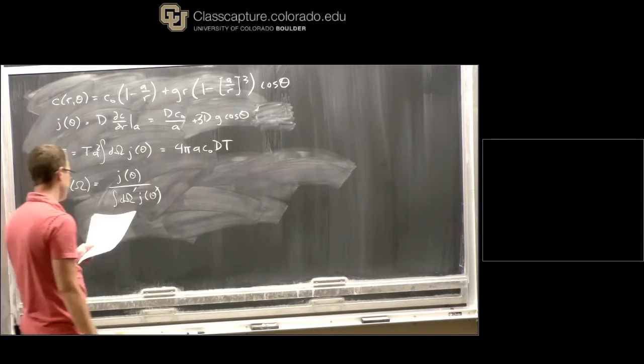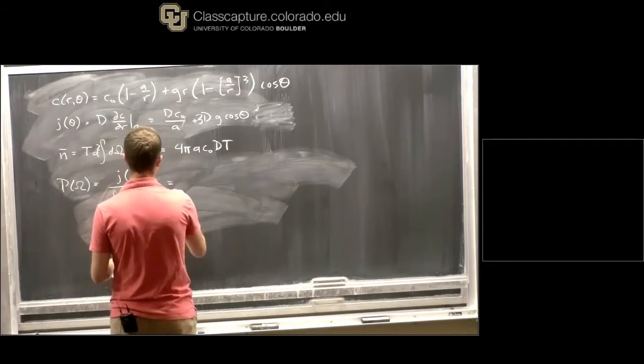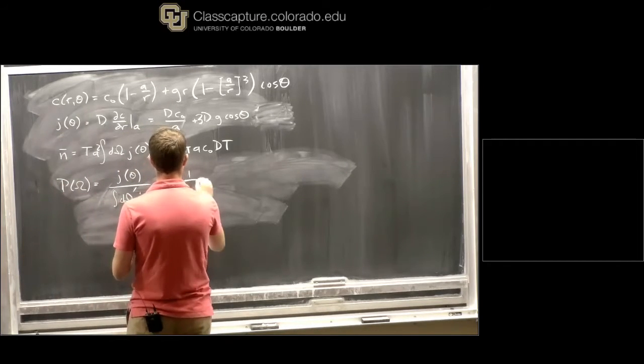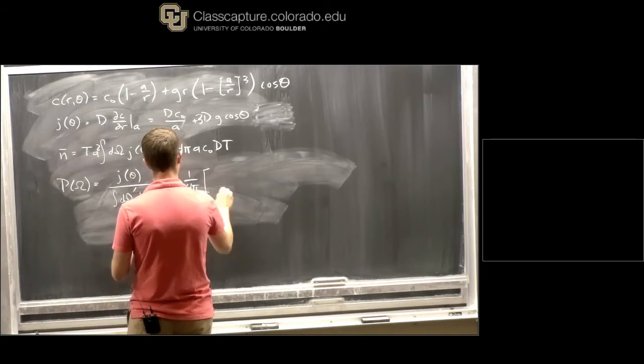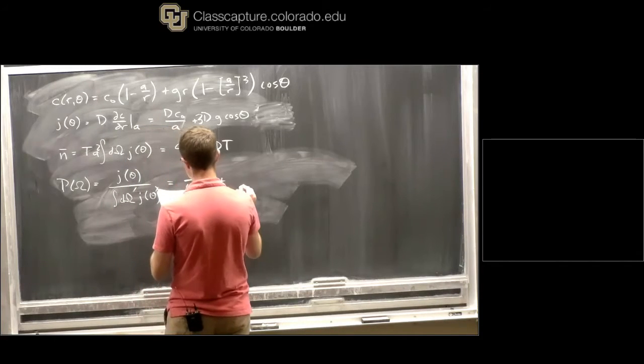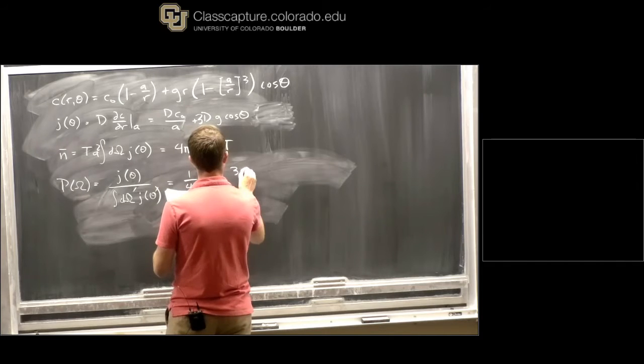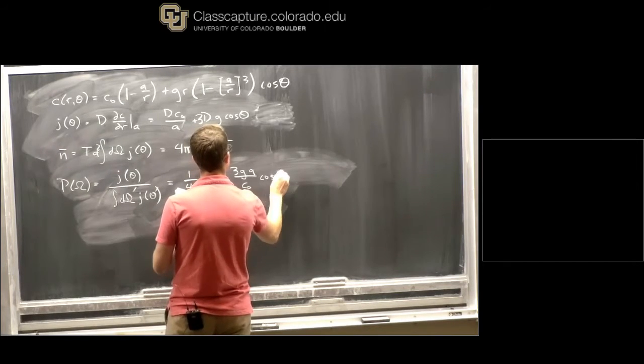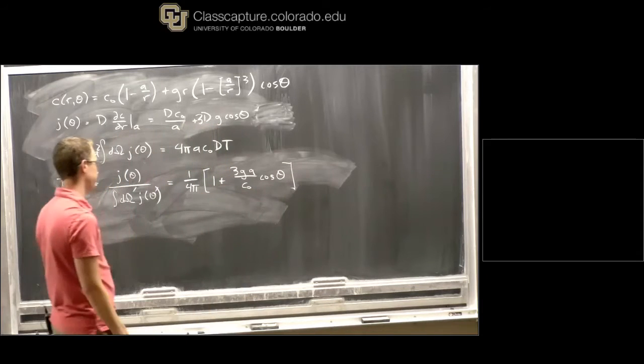And for that, we do retain an angular dependence, obviously. It's here. This is just a normalization factor. And we get 1 over 4 pi times 1 plus 3 g a over c naught cos theta.